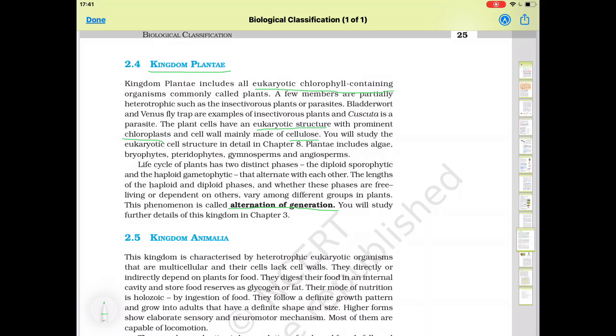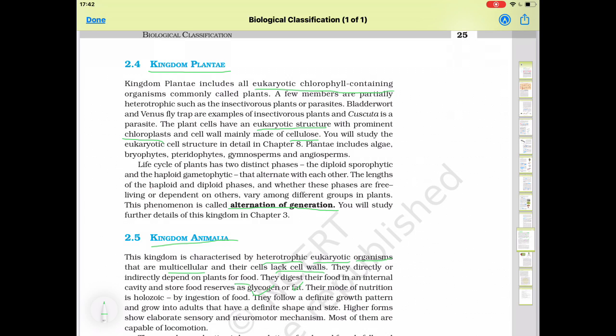Next kingdom, Animalia. It has heterotrophic eukaryotic organisms that are multicellular and their cells lack a cell wall. Cell wall is absent in them. They depend on plants for their food. The food reserve in them is in the form of glycogen or fat. About this we will study in our chapter number 4.